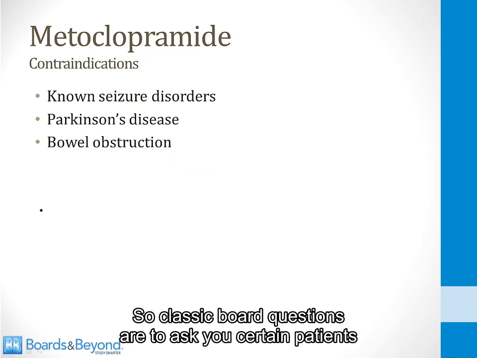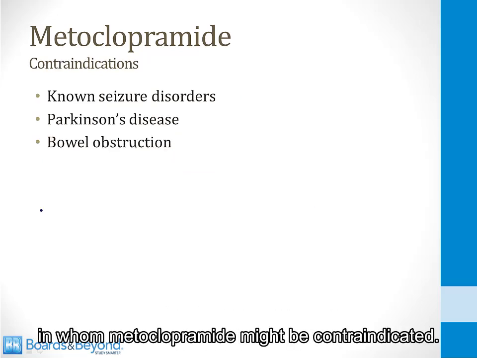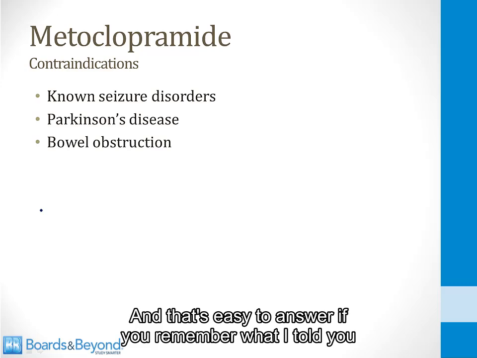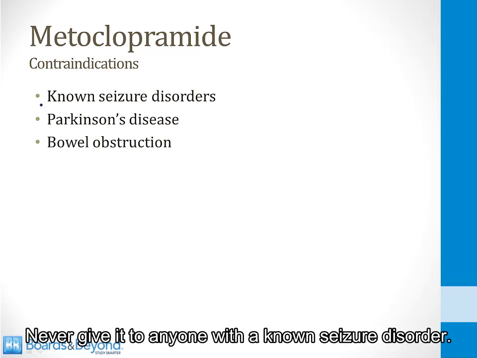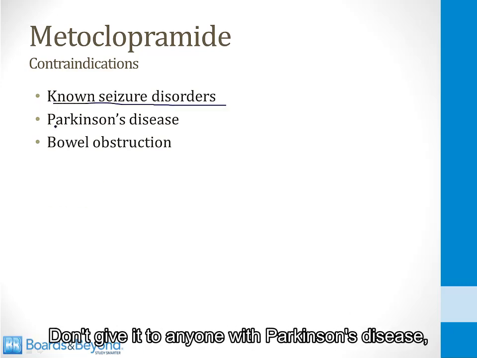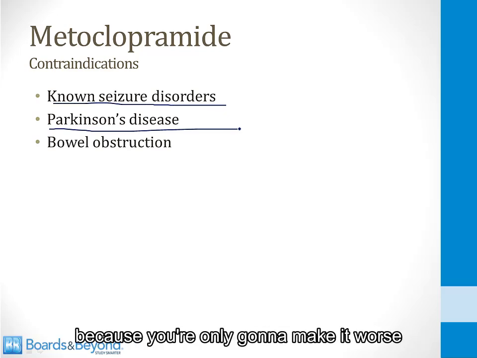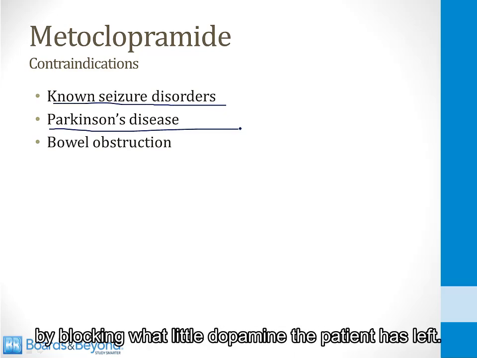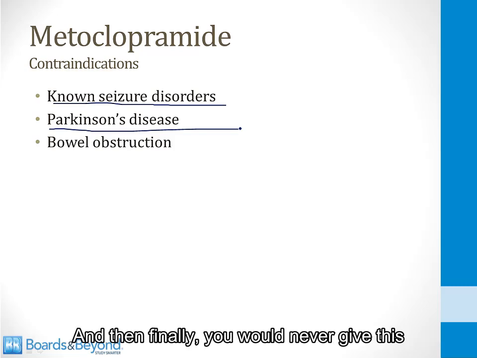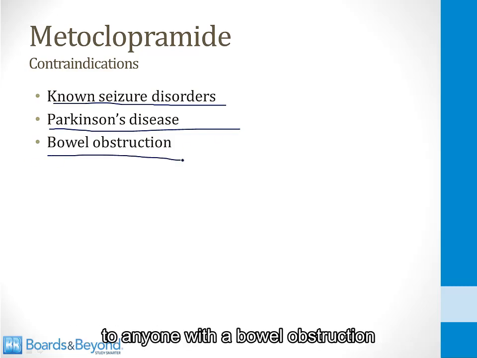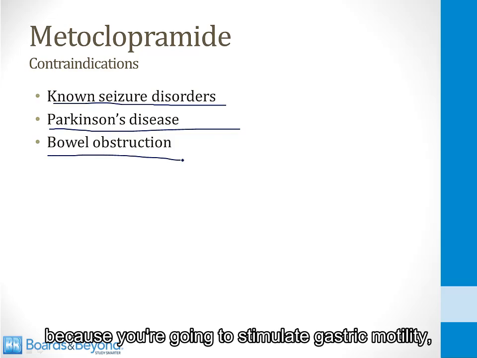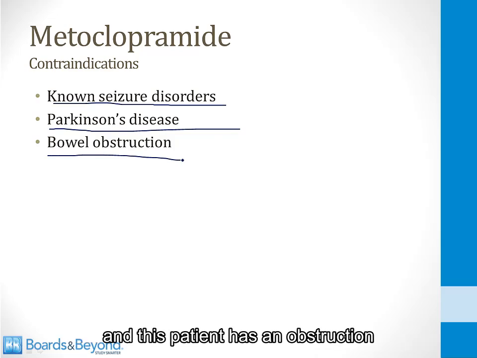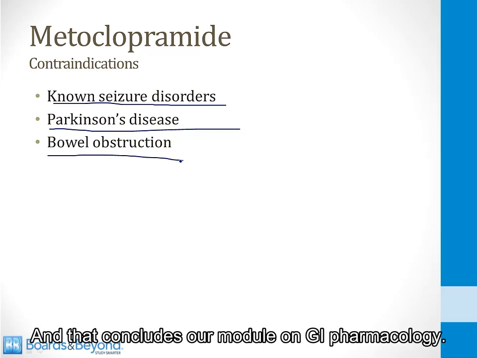So classic board questions are to ask you certain patients in whom metoclopramide might be contraindicated, and that's easy to answer if you remember what I told you on the last couple slides. Never give it to anyone with a known seizure disorder. Don't give it to anyone with Parkinson's disease because you're only going to make it worse by blocking what little dopamine the patient has left. And then finally, you would never give this to anyone with a bowel obstruction because you're going to stimulate gastric motility, and this patient has an obstruction to movement through the GI tract. And that concludes our module on GI pharmacology.